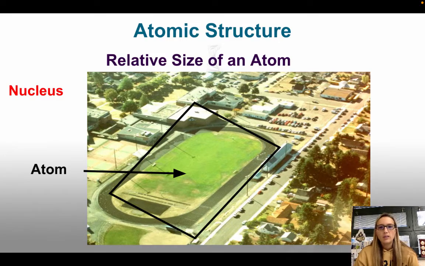So let's talk about the atom and atomic structure. An atom is the smallest identifiable unit of an element. As we talk about an atom, we're going to talk about what actually makes up an atom and how the atom came to be.